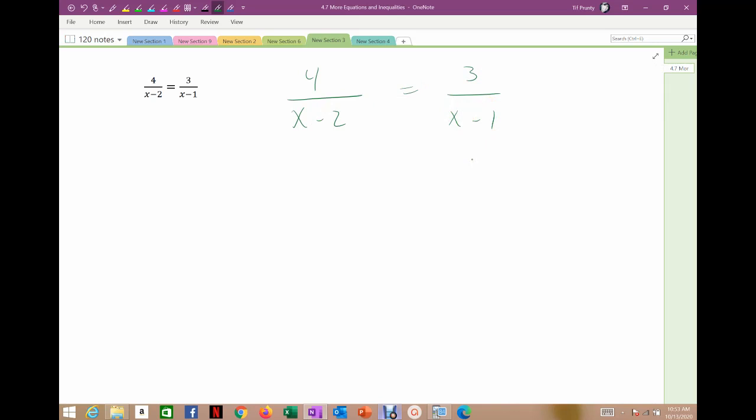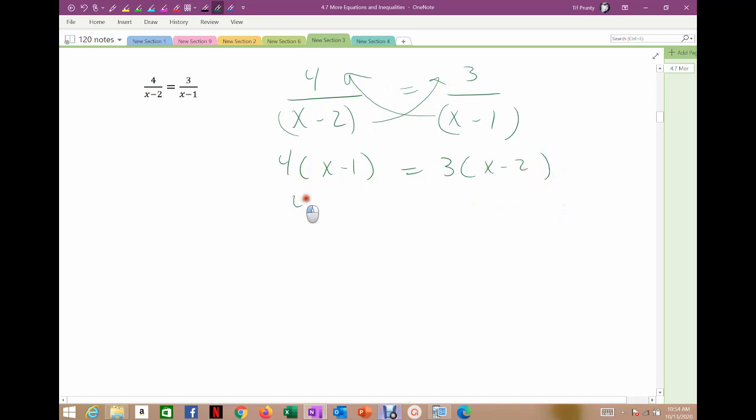And when I have a proportion, what I can do to solve it is I can cross multiply. I can only cross multiply if I have this type of expression, a fraction equal to another fraction. And then when I do, I'm going to get 4 times the x minus 1 equals 3 times the x minus 2, and then I'm going to simplify that. So distribute the 4 here, 4x minus 4, distribute the 3 there, 3x minus 6, and there's my polynomial that I can solve.